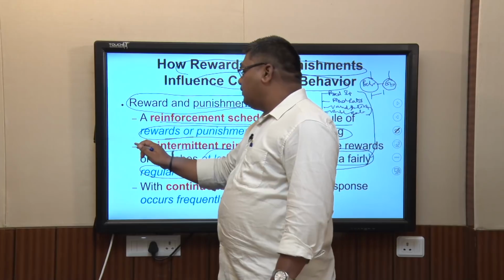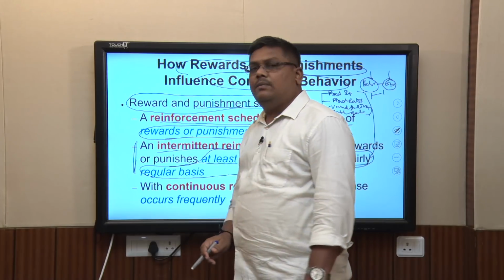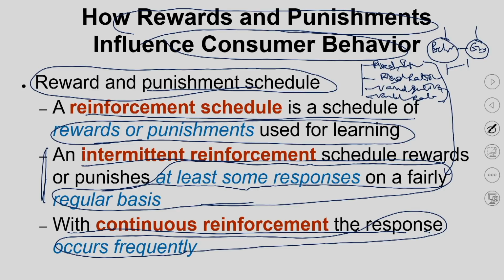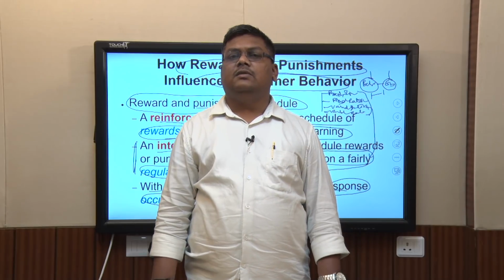So, in intermittent form, some of the occurrence of behavior is reinforced either in a fixed manner or in a variable manner, and either after time based or ratio based. Now, one kind of reinforcement schedule is the intermittent type, the other kind is the continuous type, where the response occurs frequently. This can be used in your general consumer behavior research.